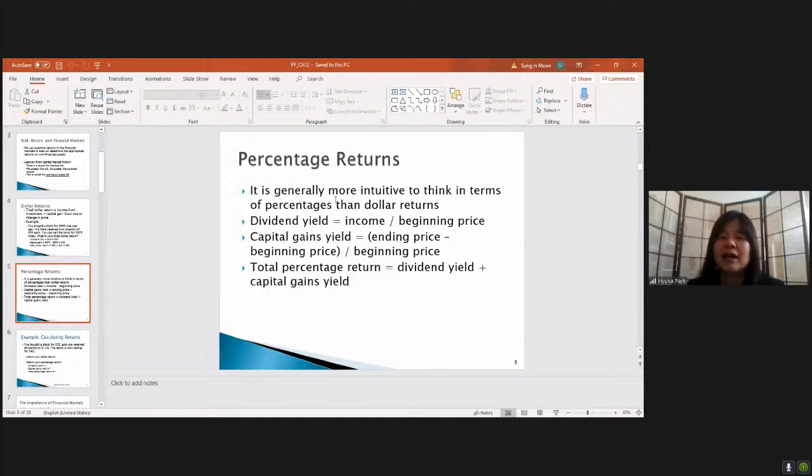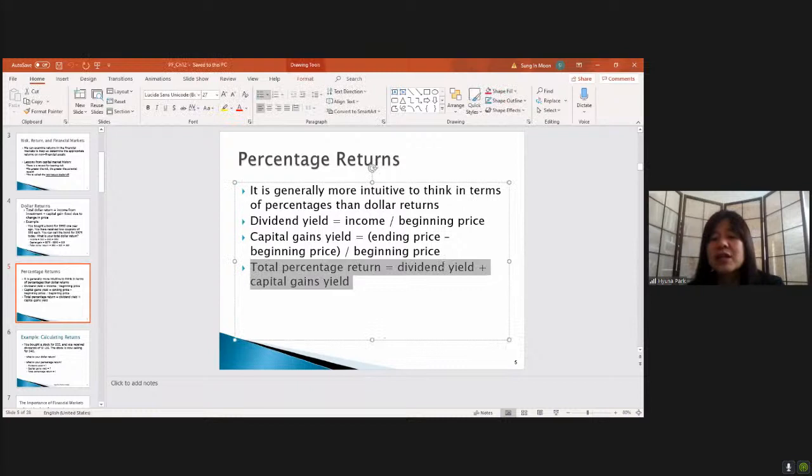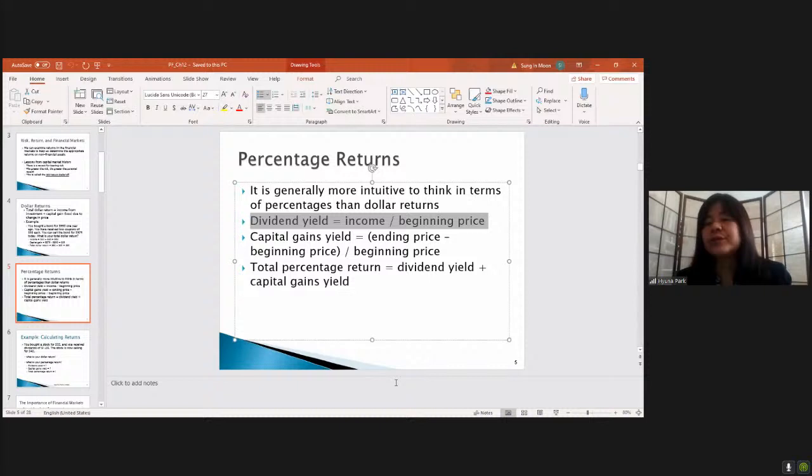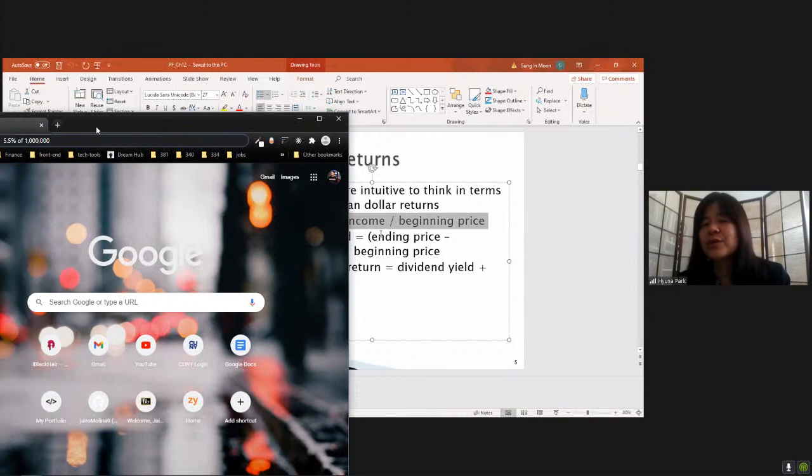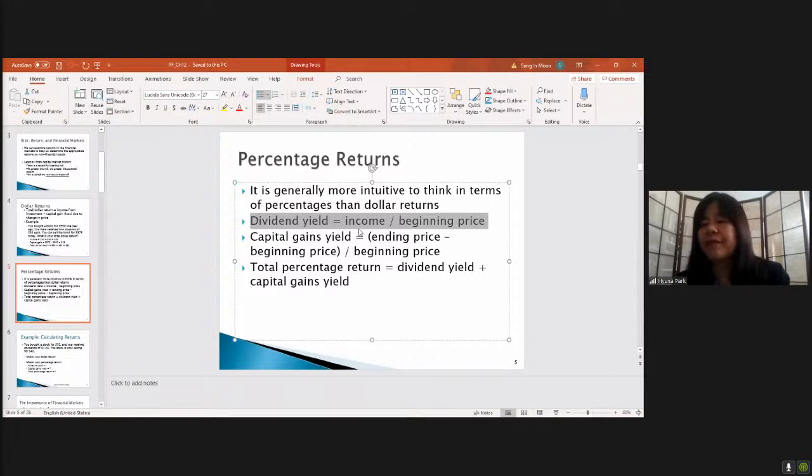So that's why the slide explains it. It's generally more intuitive to think in terms of percentage returns than dollar returns. Total percentage returns have two components, just like the dollar return has two components. Let's use an investment in a stock as an example. As I mentioned, when you invest in a stock, you have two ways of generating a return: one through dividends, the other through capital gains. Here is a term you need to be familiar with. The dividend yield on a stock is the income, meaning dividends, divided by the price of the stock at the beginning. So D1 divided by P0 is the definition of the dividend yield.